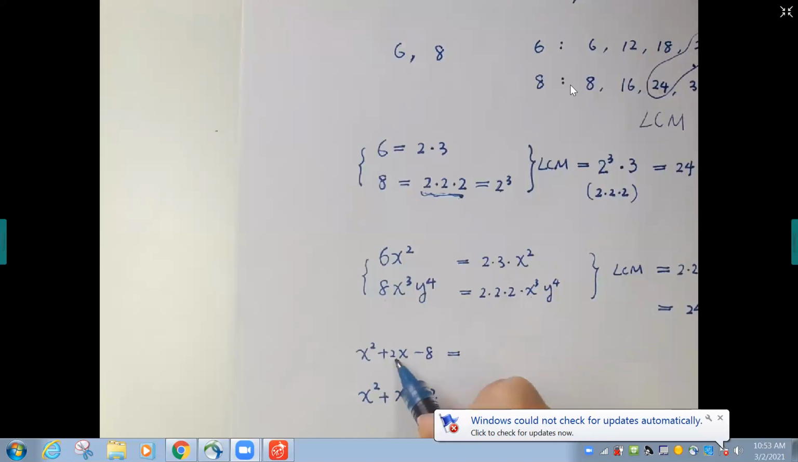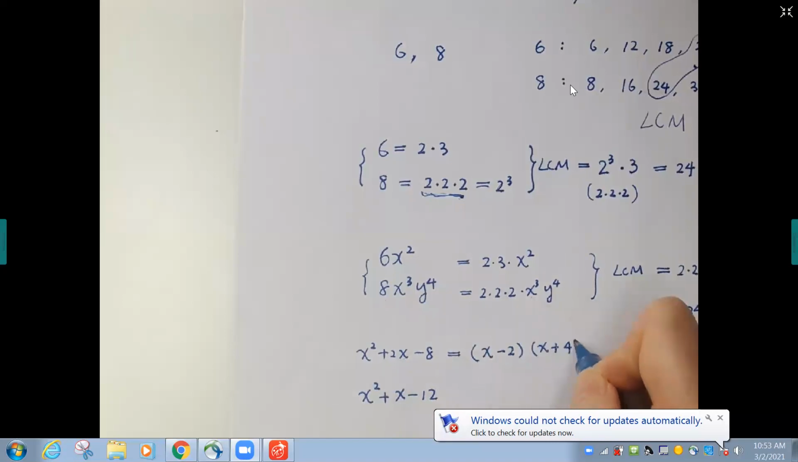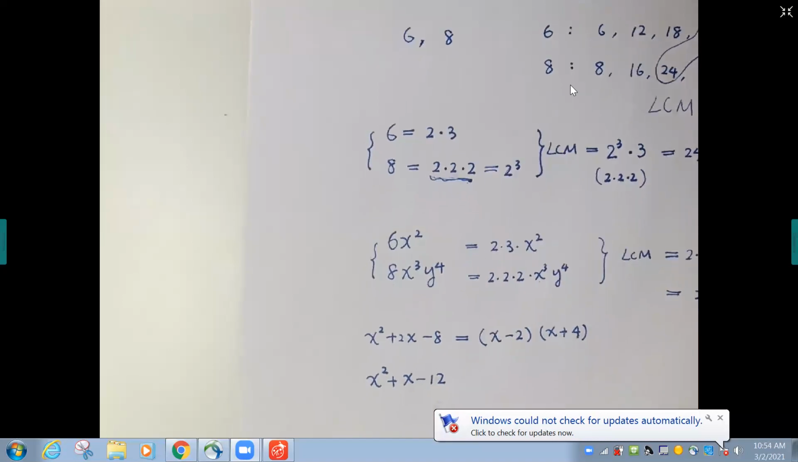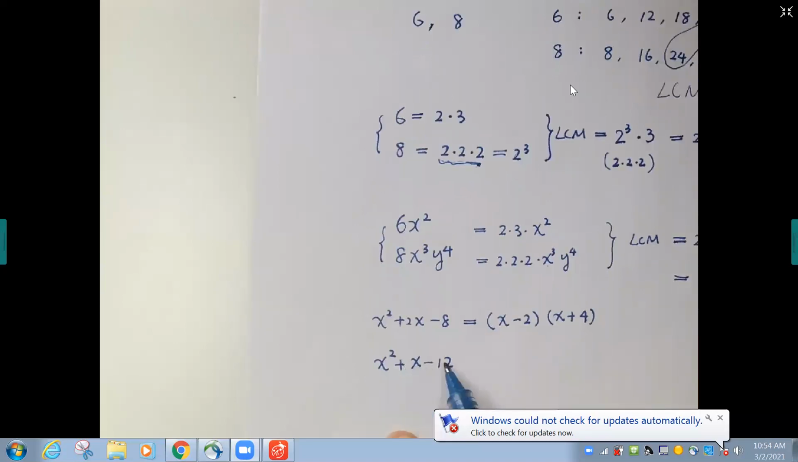If their sum is +2, then 4 should be positive. So to factor this, -2 and +4 are the two numbers we are looking for. Product is -8, sum is +2. Second one, same thing. Leading coefficient is 1. We only need 2 numbers.